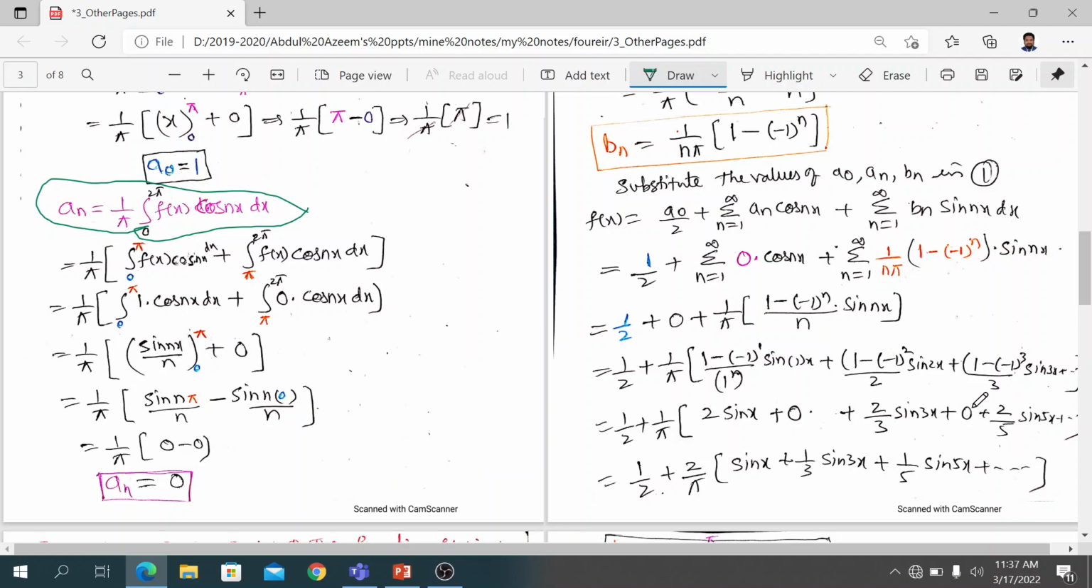So now these two take outside. So 1 by 2 plus 2 by pi, sin x plus 1 by 3 sin 3x plus 1 by 5 sin 5x is the answer.